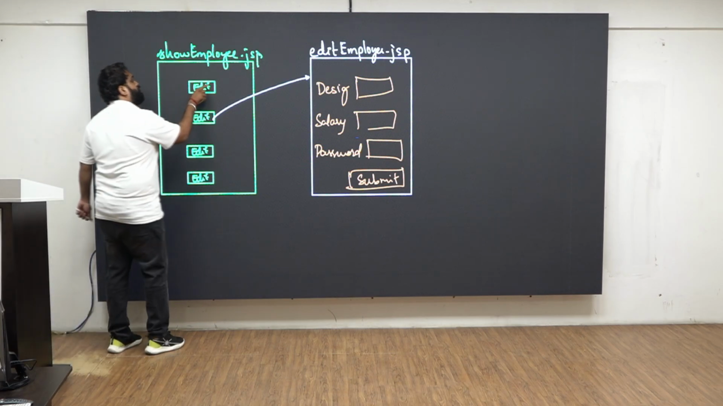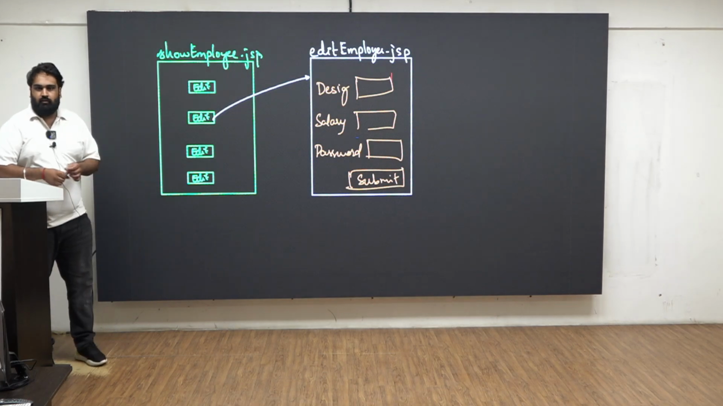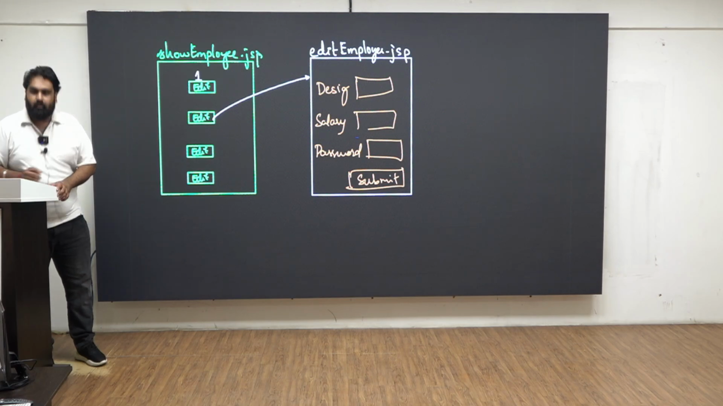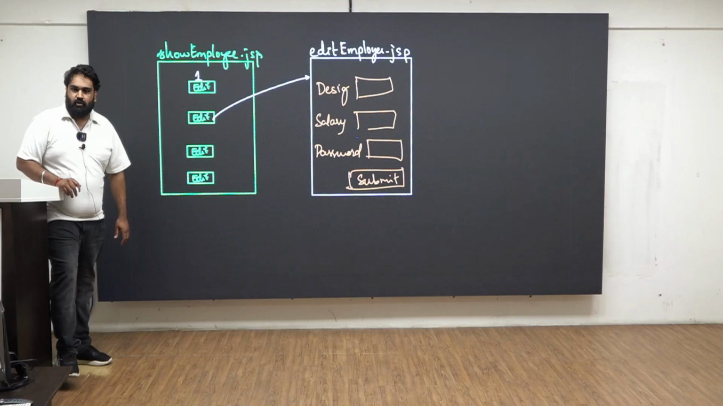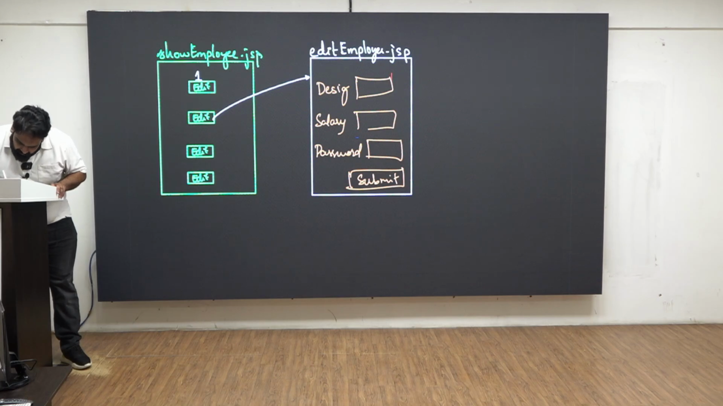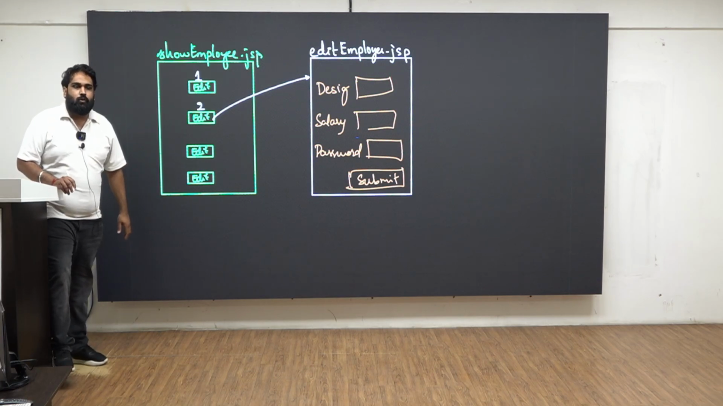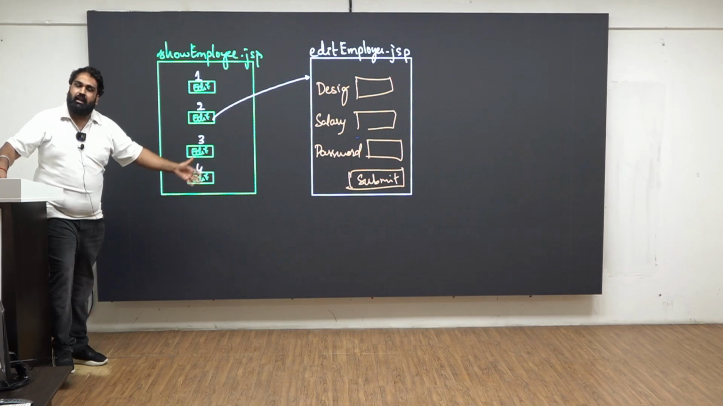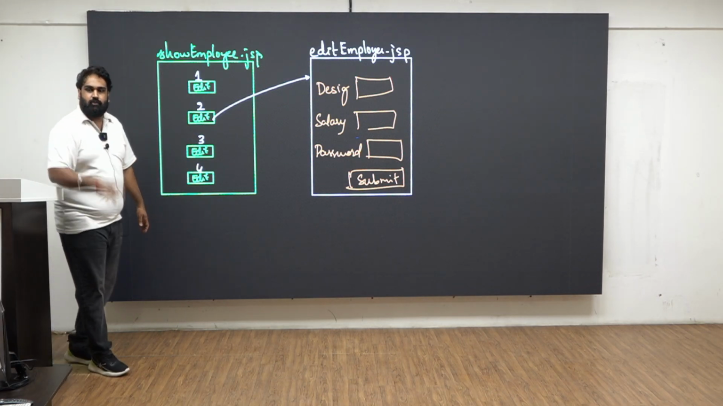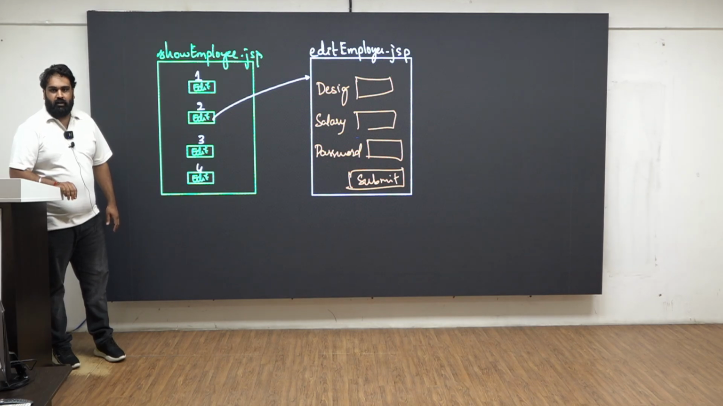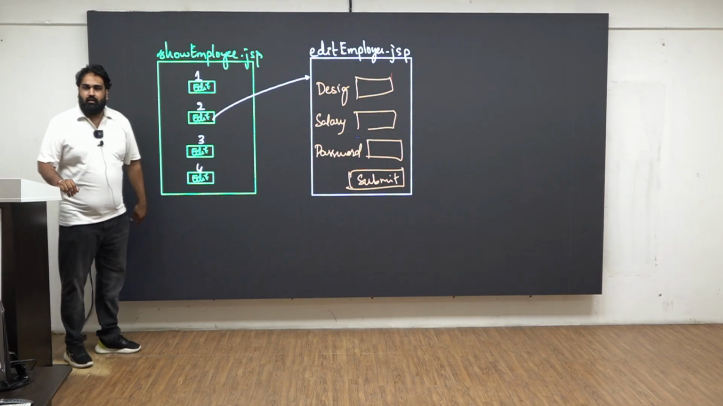If the user clicks on the first edit button, it is associated with an employee who has employee ID 1. If the user clicks on the second edit button, then it is associated with employee ID 2. Third edit button 3, fourth edit button 4, and so on. Any number of employees you have, I am going to associate the ID through the edit button. Right?